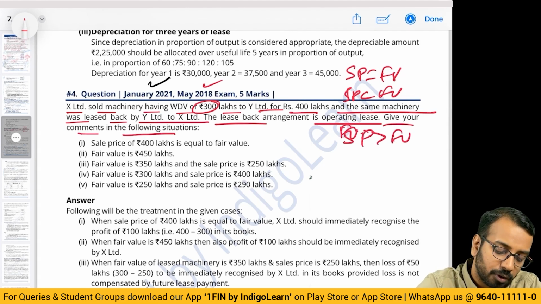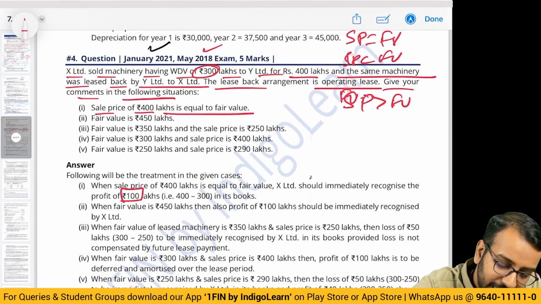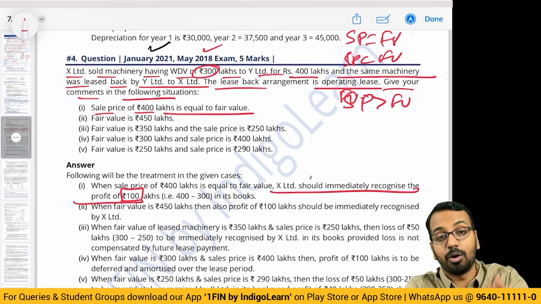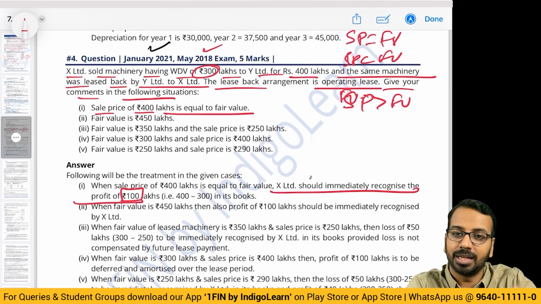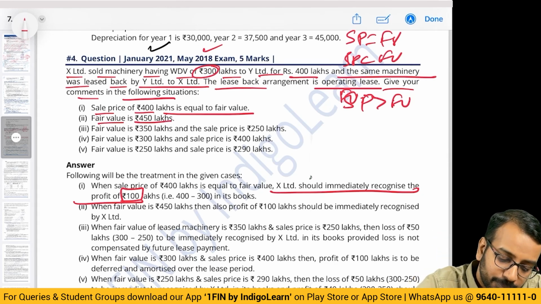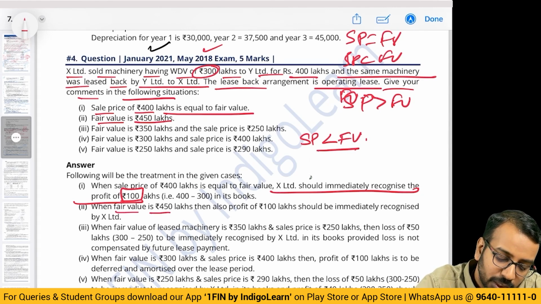Give your comments in the following situation. Sale price 400 lakhs is equal to fair value. So in that case, profit of 100 lakhs will be immediately recognized. If selling price is equal to fair value, profit will be immediately recognized. Okay. Fair value is 450 lakhs. So selling price is less than fair value. In that case, when the fair value is 450, the profit of 100 lakhs should be immediately recognized.